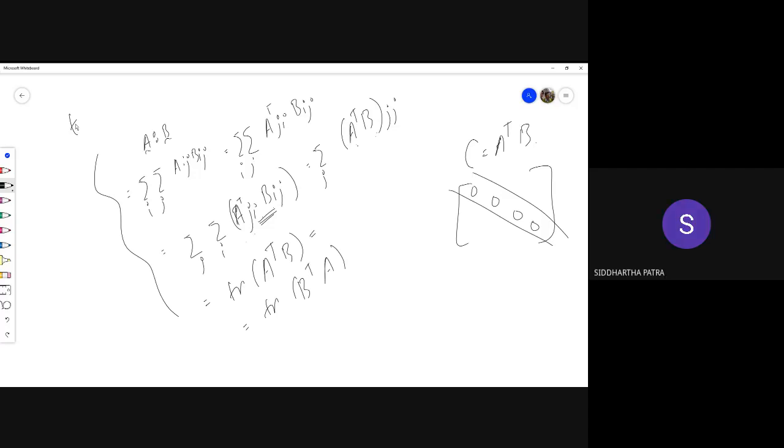No, not at all. If it were symmetric, then aij would be A transpose ij. Aij is always A transpose ji. That is the very definition of transpose for any arbitrary matrix.